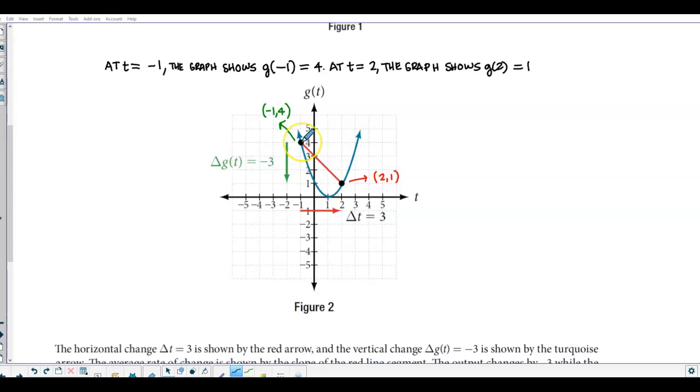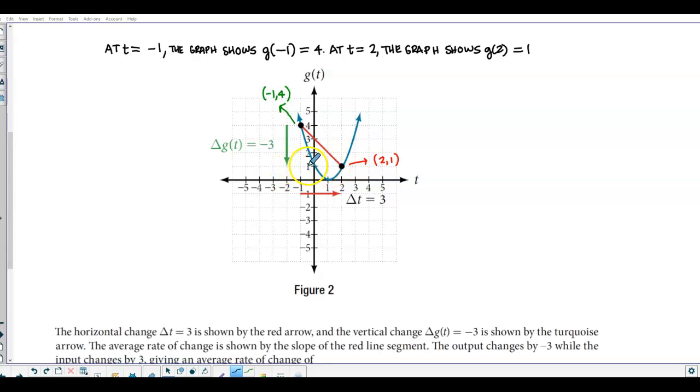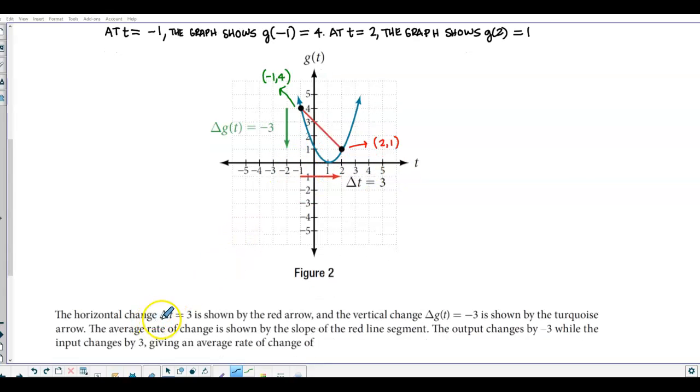So here are our ordered pairs, -1, 4, and then 2, 1. If we start at the value of 4, we go down 1, 2, 3. That means we're going down -3. Then to get to the other point, we go to the right 1, 2, and 3. So this is the horizontal change. The horizontal change, delta t, is equal to 3, shown by the red arrow. And the vertical change, delta g of t, is -3, shown by the turquoise arrow.